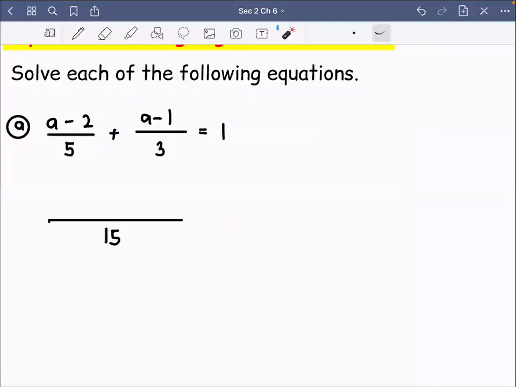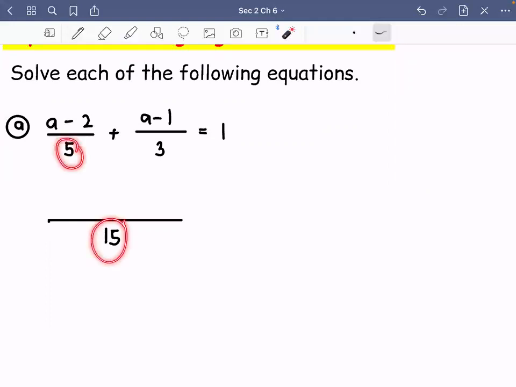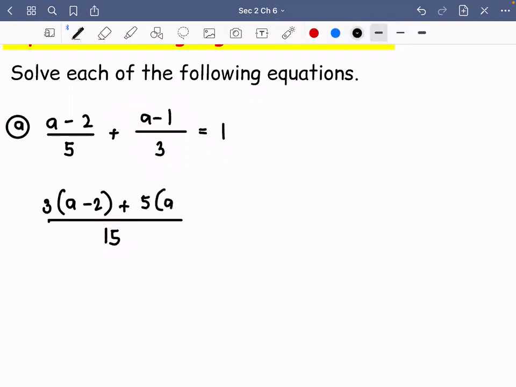So 15 divided by 5 is 3, so it becomes 3 times (a minus 2). Let me write that here. Then plus, 15 divided by 3 is 5, so that's why it becomes 5 times (a minus 1). And then equals 1. So after this, what's next?